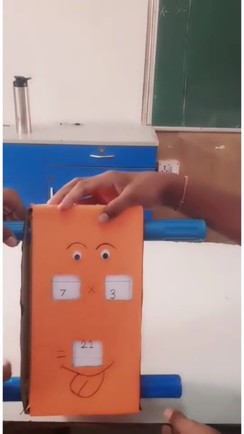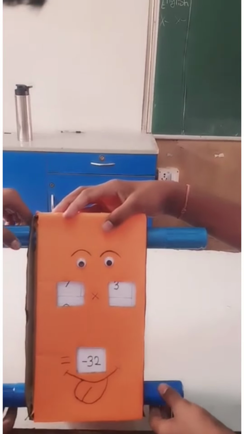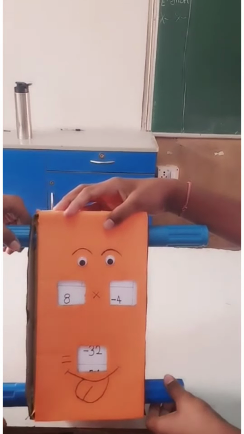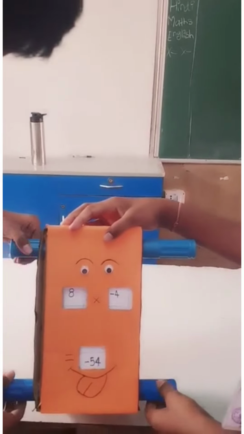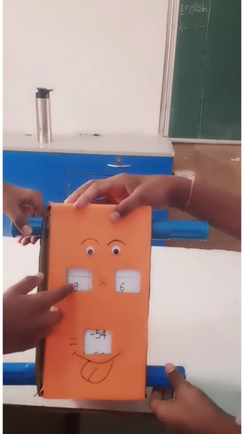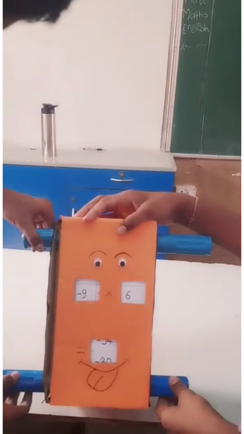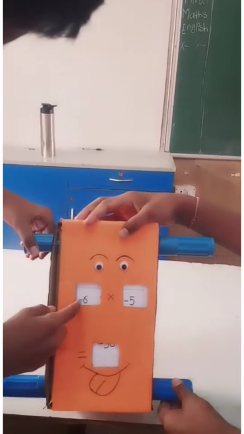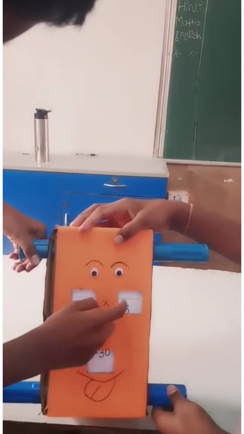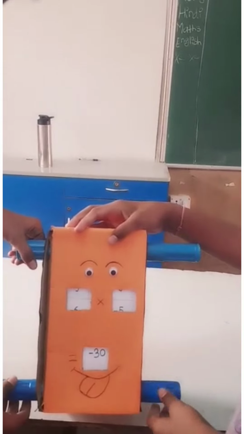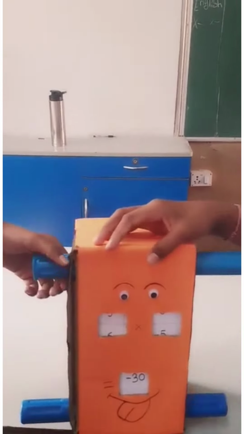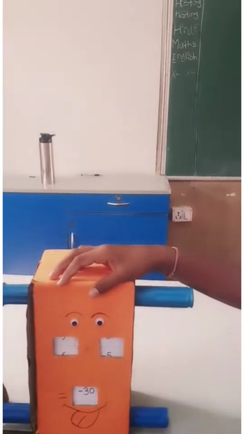7 into 3 is equal to 21. 8 into minus 4 is equal to minus 32. Minus 9 into 6 is equal to minus 54. Minus 6 into minus 5 is equal to plus 30. Minus into minus is plus.